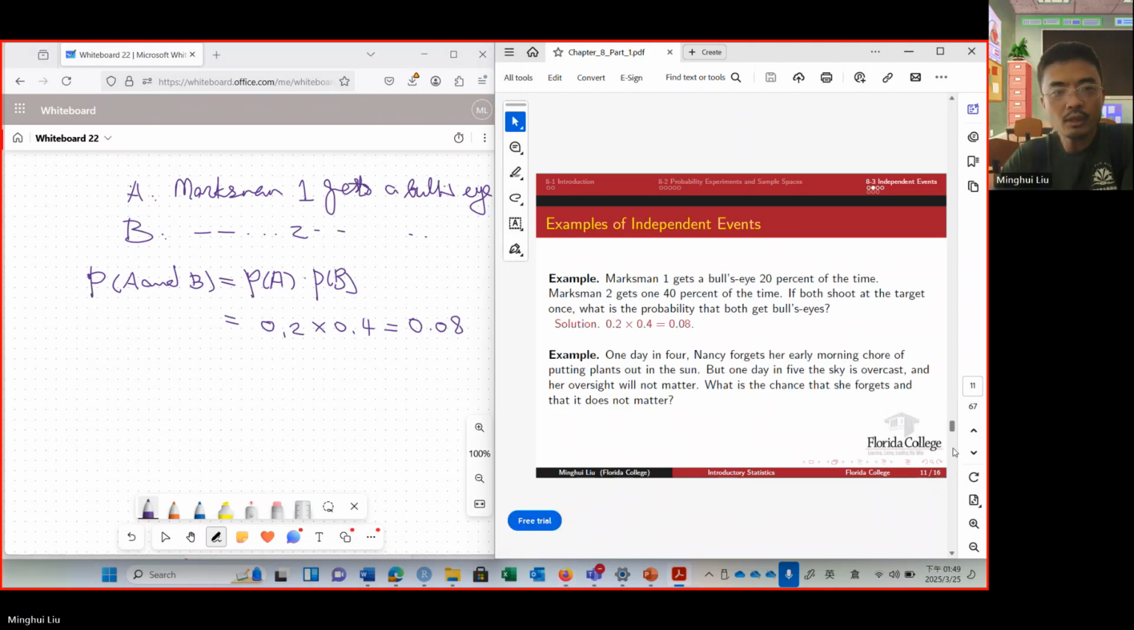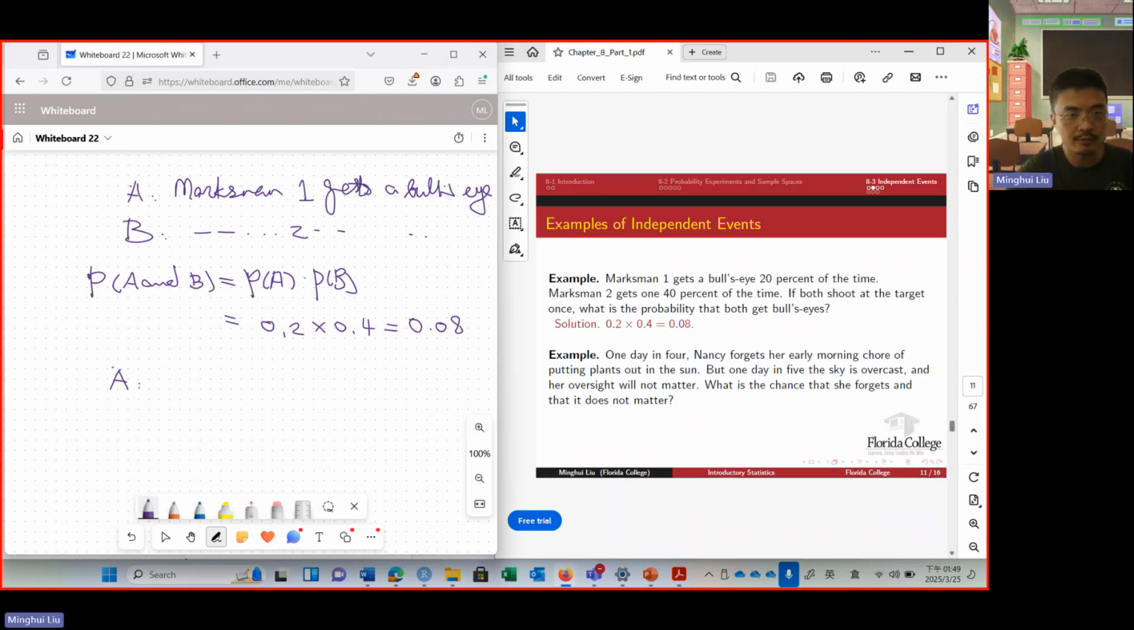Another example is one day in 4, Nancy forgets her morning chore of putting plants out in the sun. Here we have two events. A means Nancy forgets, and B means the weather, the sky, is overcast. So her oversight doesn't really matter. What is the chance that she forgets and that it does not matter?